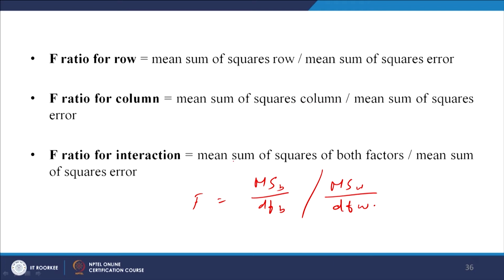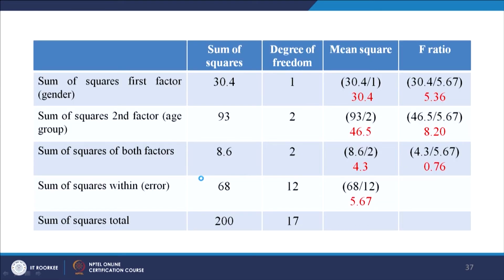And for the interaction, mean sum of squares of both the factors divided by mean sum of squares of the error term, right. Now, the error is constant in all the 3, right. The only thing that is changing is the numerator: the row value, the column value. This is the gender one, this is the age one, and this is the interaction one, right. Now, so let us make this table.